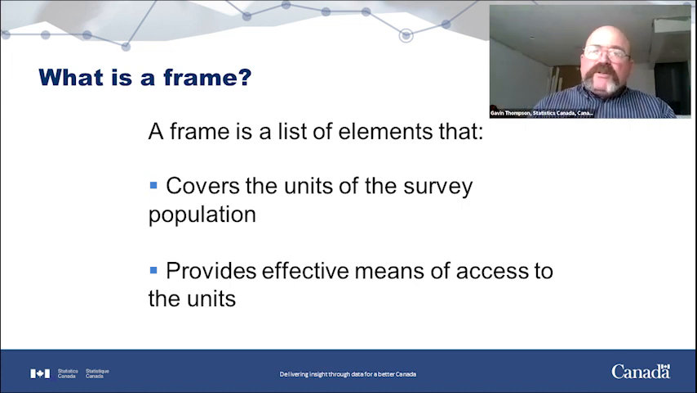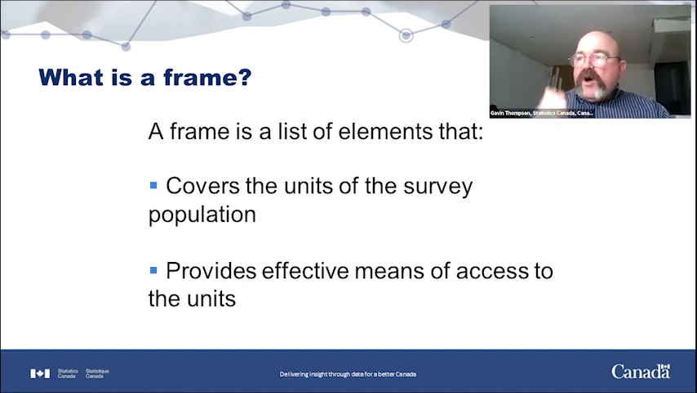A frame dependent survey means you need to make sure that every element of your population has a chance of being selected and you know where they are and how to contact them. So a frame is just a list that covers the units of the survey population. So it could be all businesses making more than $1,000, all car companies making more than 100 cars a year. It's some sort of way to find this list. And for a frame to be good, you need to also have effective means of accessing the units. So phone numbers, addresses, something like this.